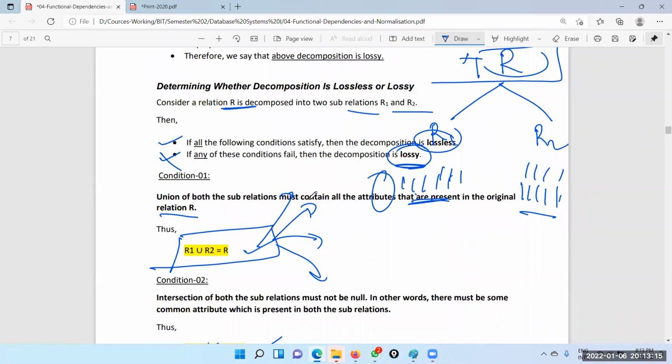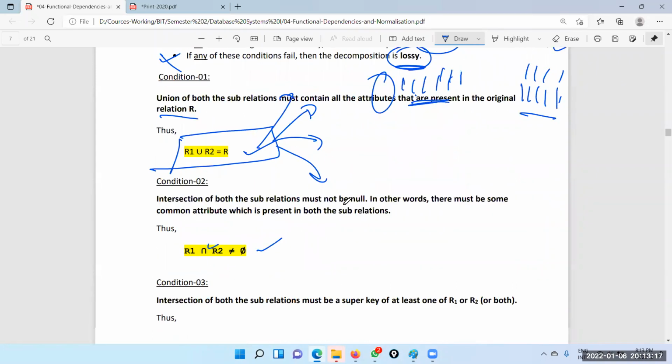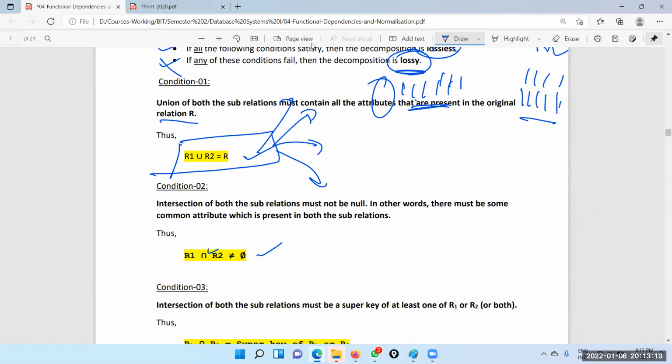Okay? Can someone explain the second one? It's the more interesting one. Anyone? Why must R1 intersection R2 not be empty?